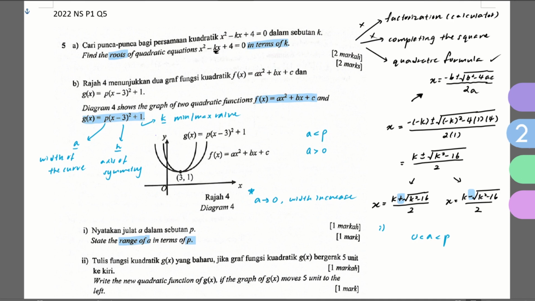And for part 2, we need to write a new equation for g of x if it moves 5 units to the left. So when the graph moves to the left or to the right, we just need to change the value of h, because the value of h controls the center line of the curve, which is here. So imagine the point moves here. So our center line will move as well, and we deduct 5 from 3 to obtain negative 2. And when subbing in, we need to make sure to change from negative to positive.